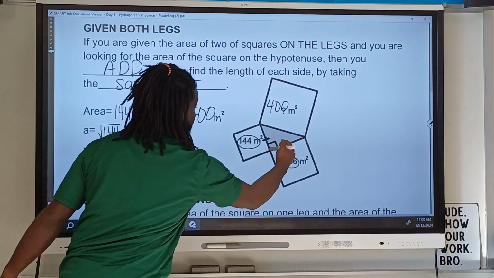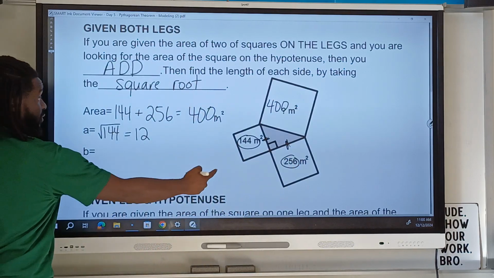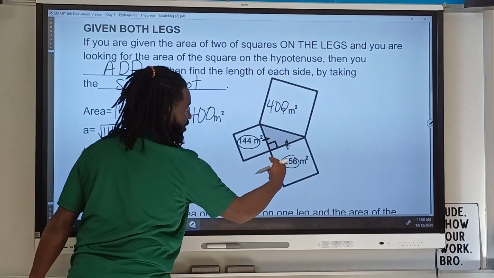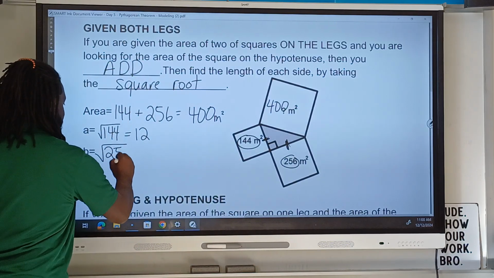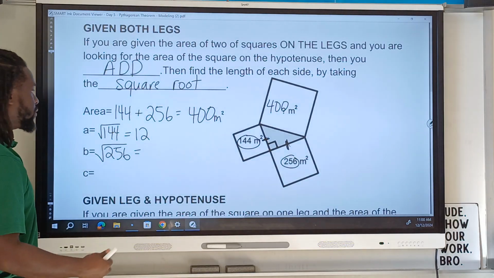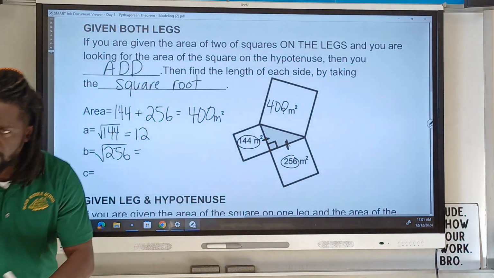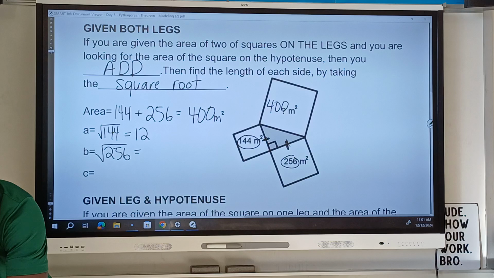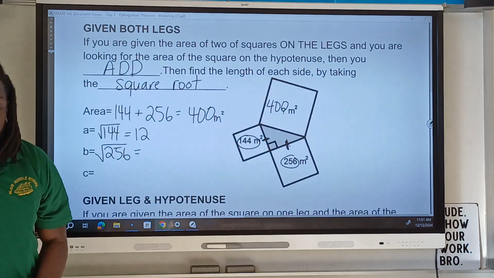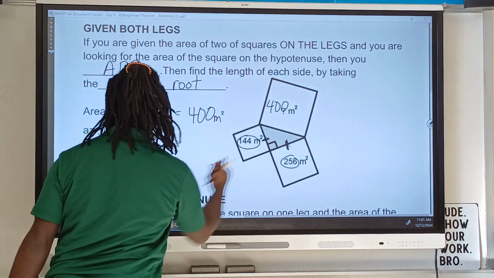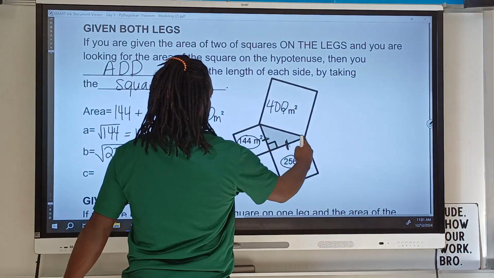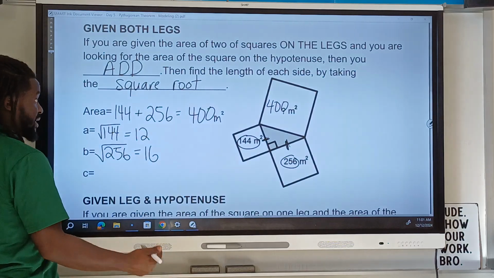And then to find B, I have the area, but I don't want the area of the square. I want the length of the side. So I'm going to do the square root of 256. The square root of 256, I can't think of that off the top of my head. That's why knowing your square roots would be helpful. It is 16. So the square root of 256 is 16. So the length of that side, B, is 16.